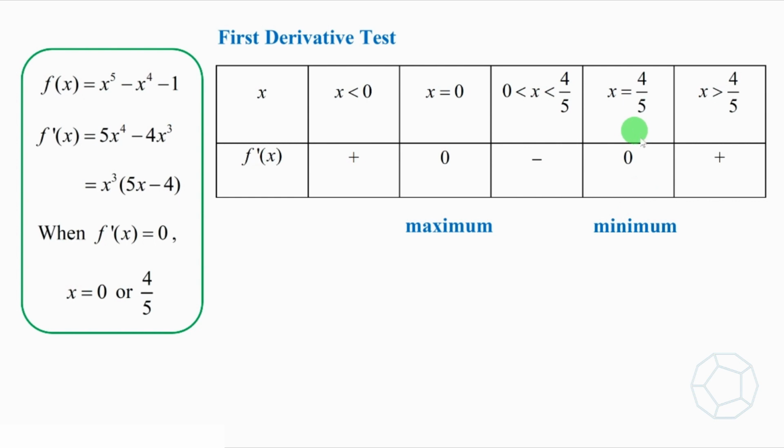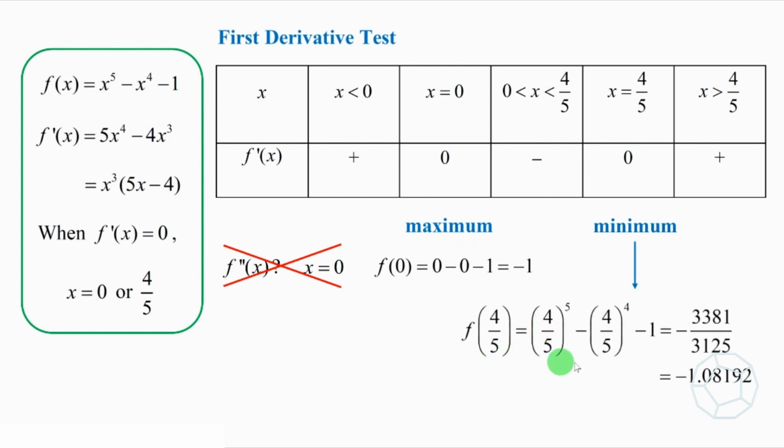You may wonder if it's alright to use f double prime x. Actually, it doesn't work for x is equal to 0. You can calculate that easily. Let's solve for the y coordinates of the 2 points. f of 0 is equal to negative 1, and f of 4 over 5 is equal to this value. Both of them are smaller than 0. Now, we have a good understanding of the graph.